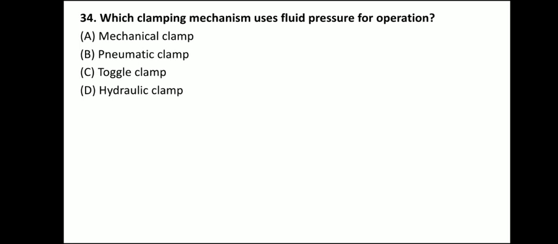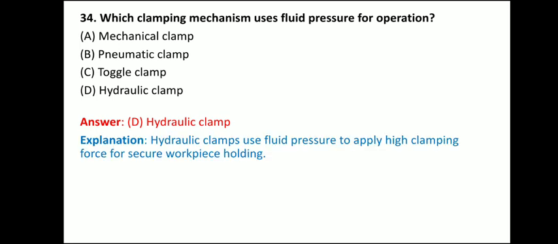Which clamping mechanism uses fluid pressure for operation? So the answer is hydraulic clamp. So in hydraulic clamp we are using hydraulic fluid. So the hydraulic clamp uses fluid pressure to apply high clamping force for secure workpiece holding.